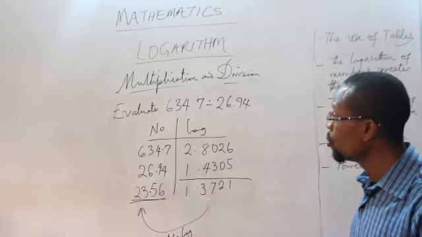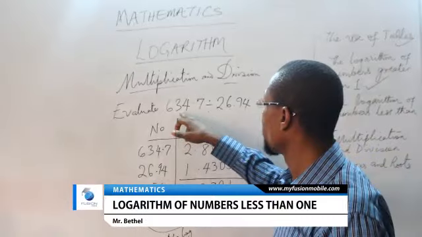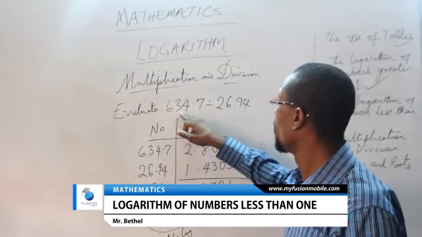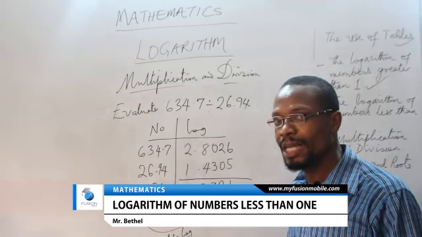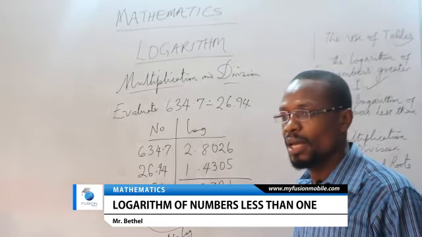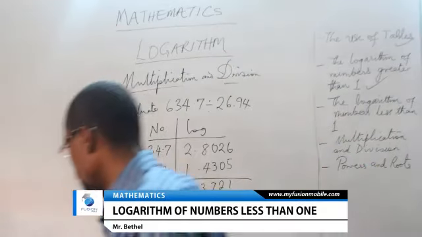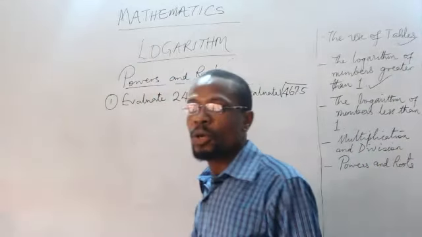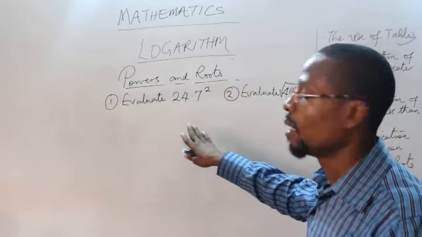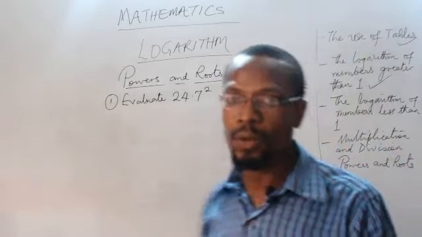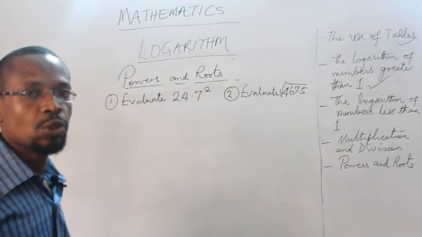23.56. So if you use your calculator or any means to divide this by this, your final answer is going to be 23.56. Now, that is how it goes. Okay, so we have the next subtopic, which is powers and roots.